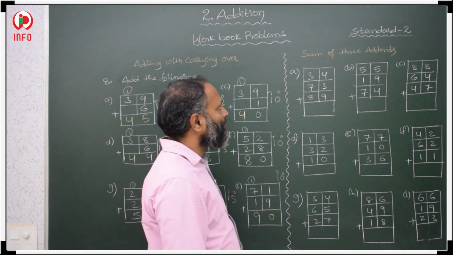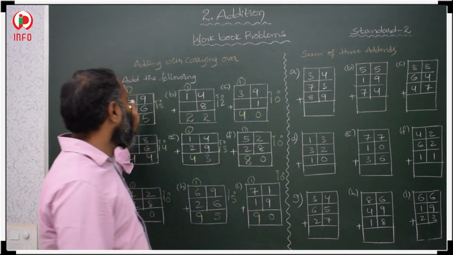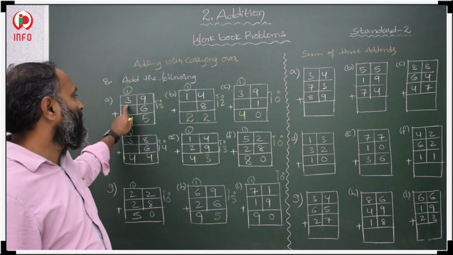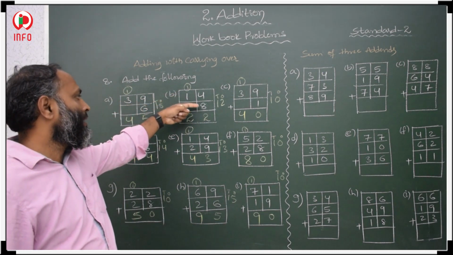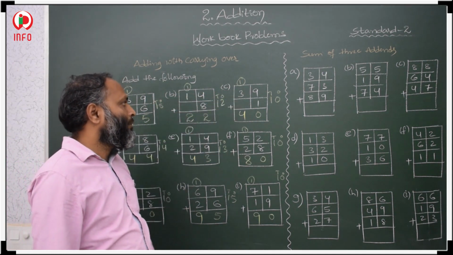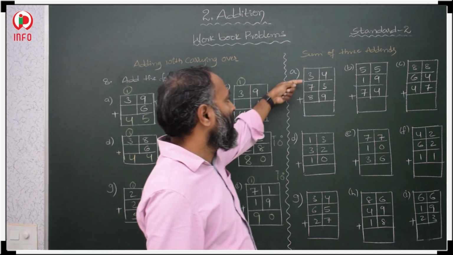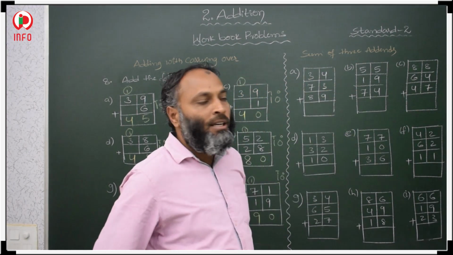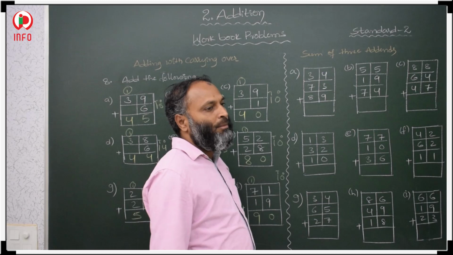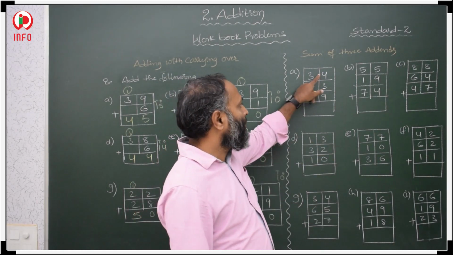Next. This is carry over with 2 addends. Only 2 addends are here: first addend, second addend. But here 3 addends were there: 1, 2, 3. See how to do it if there are 3 addends. The method is the same.